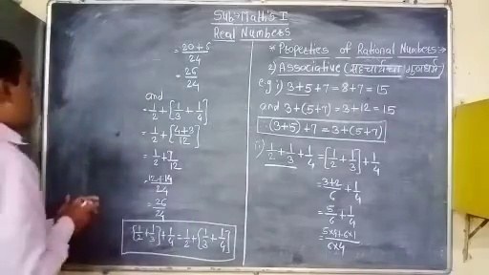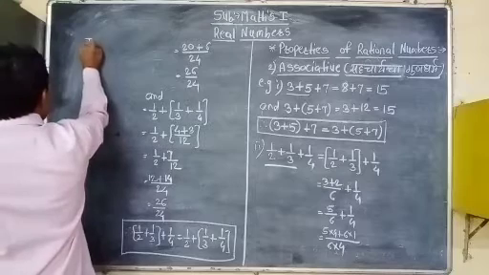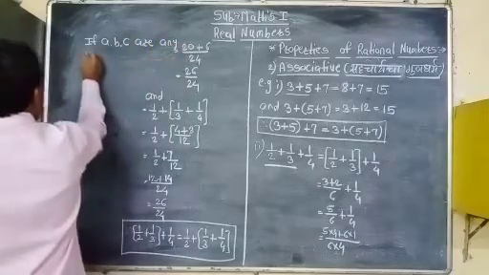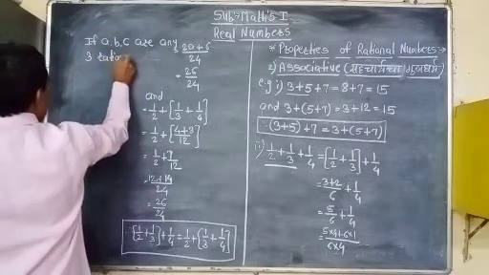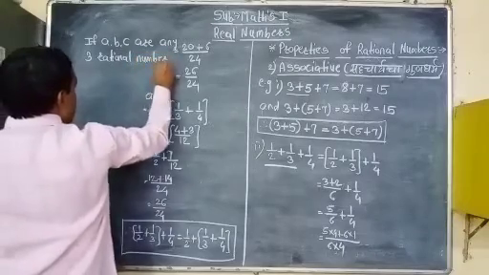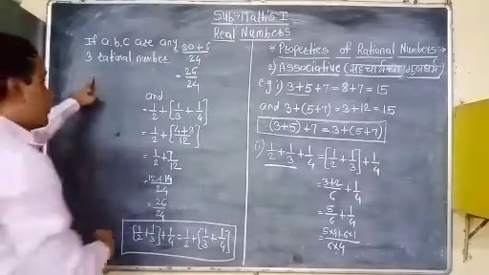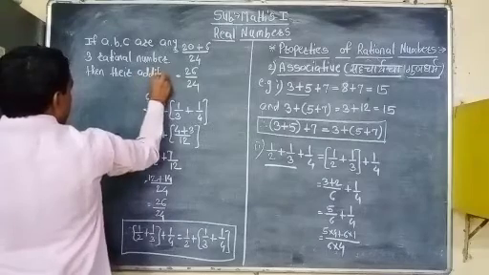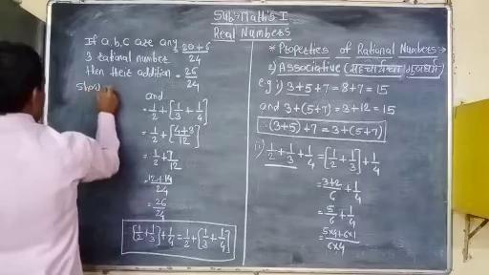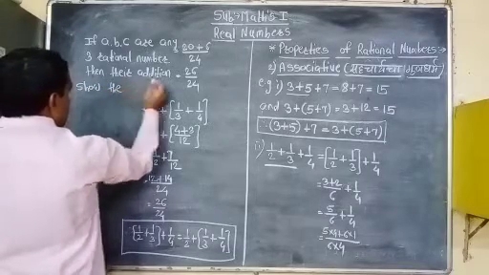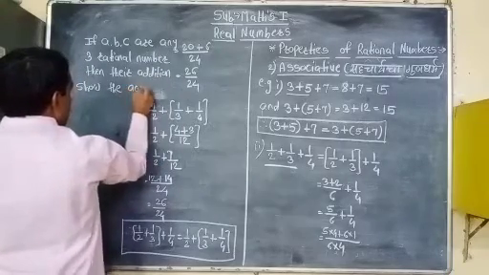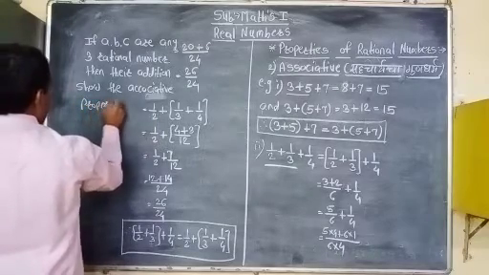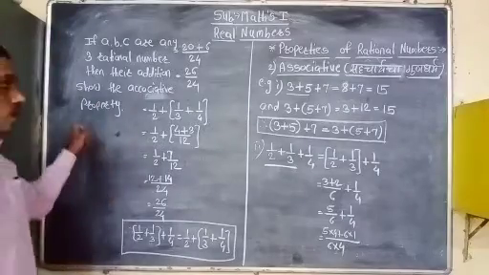That is why we write down the statement: if A, B, C are any three rational numbers, then their addition shows the associative property.